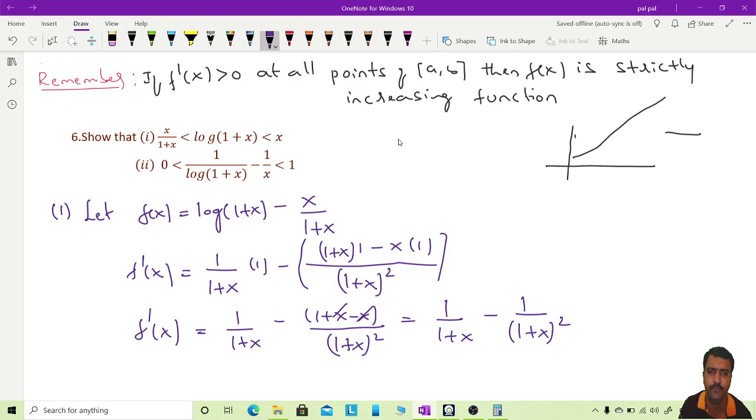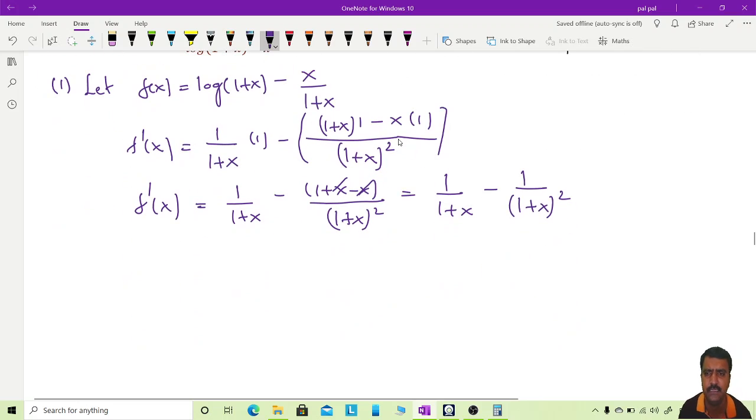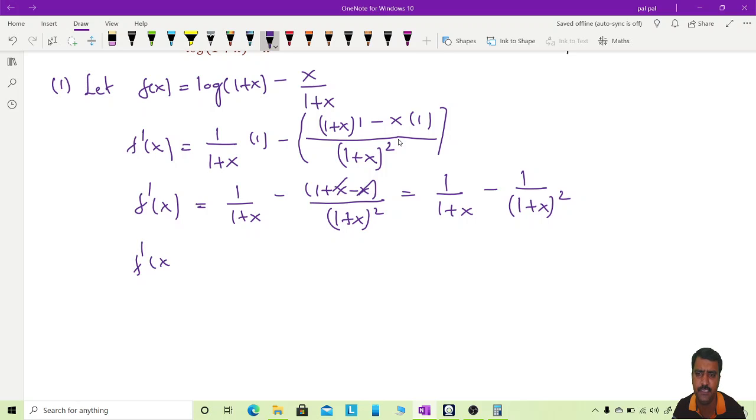Take the LCM. If we consider the LCM, f dash of x is equal to, we just need to simplify. Here 1 plus x whole square is the LCM. So dividing by 1 plus x, the remaining is 1 plus x. So in the first term the remaining is 1 plus x, minus 1 plus x whole square divided by 1 plus x whole square, which is 1 only. Now plus 1 cancels with minus 1. Remaining here is x by 1 plus x whole square.